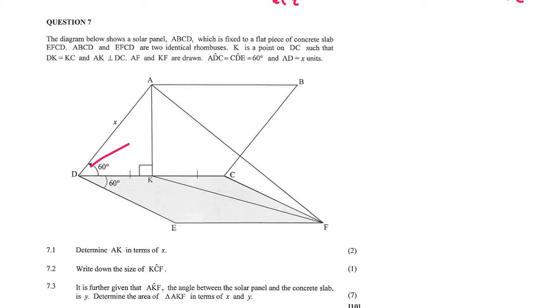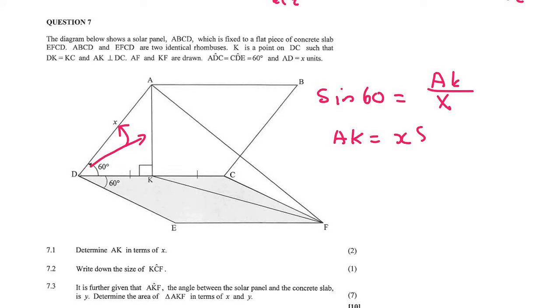So I know that we're looking for AK, which is opposite. We have the hypotenuse, and so I'm going to use sin. So I'm going to say sin 60 equals opposite over hypotenuse, which is x. And so this means that AK is going to be equal to x sin 60. Now, sin 60 is square root 3 over 2. And so we can just say that AK is going to be equal to square root 3 over 2 x.